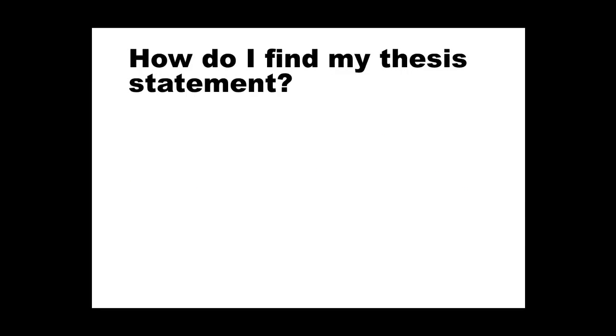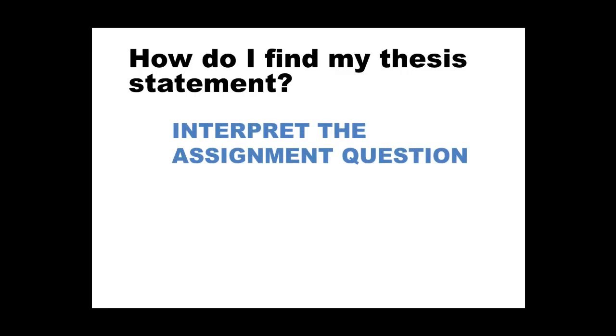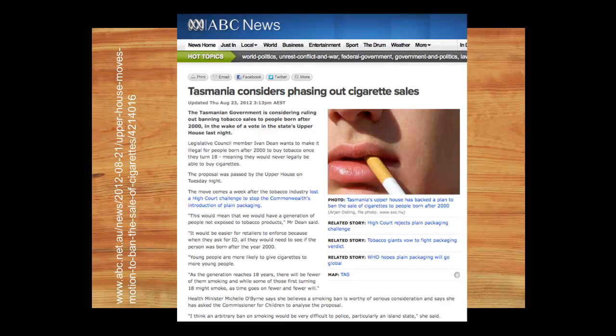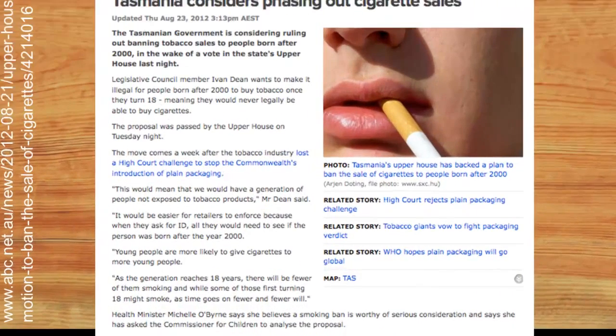To help you find your thesis statement, you should first interpret what the assignment question is asking you to do. Then, do some research on the topic, and use mind maps and brainstorms to help you decide what position you will take. Remember, an effective argument needs to take a specific position, so don't be vague or sit on the fence. To help you practice, have a look at this 2012 article from ABC News on cigarette smoking.